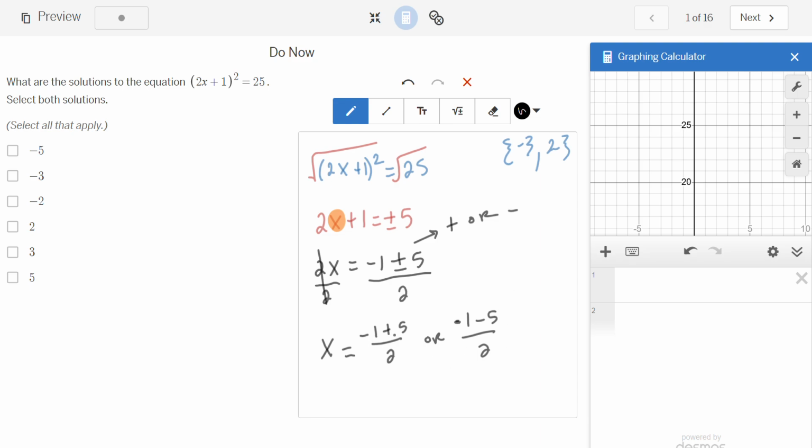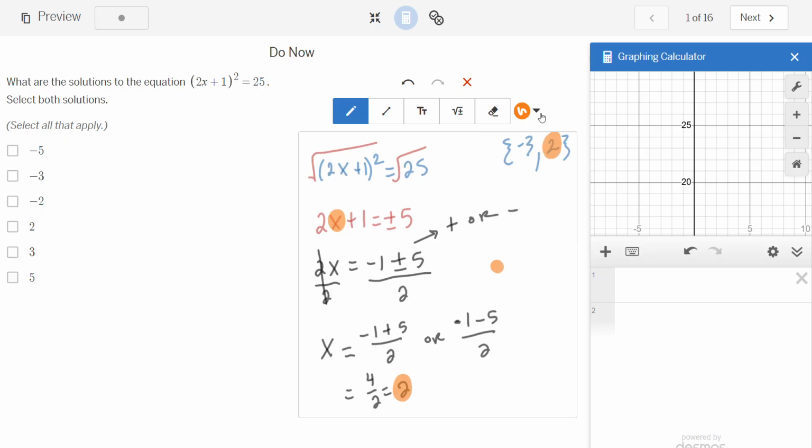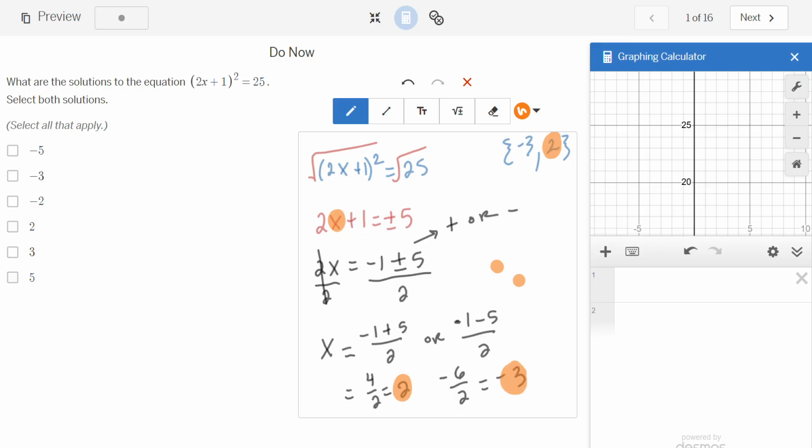So -1 plus 5 is going to give me 4. Divided by 2 is going to give me 2. That's that 2 answer that we had right here. Okay. Then on the other side, -1 minus 5 gives me -6 divided by 2, which is going to give me -3, which is the solution that we had right here when we solved this graphically.